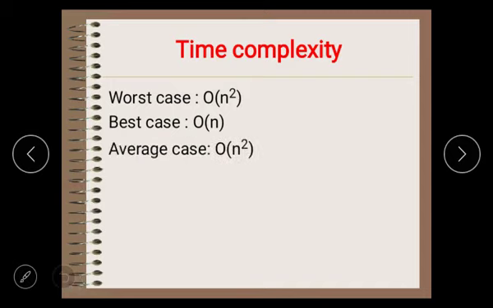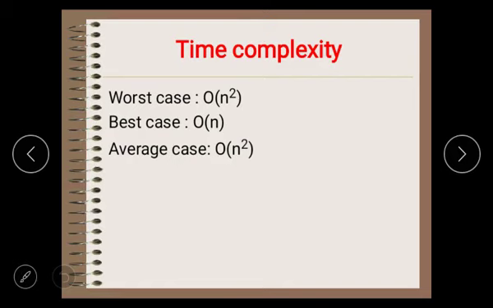And the next one is average case. The average case time complexity of insertion sort is order of n square. It occurs when the elements of an array are in jumbled order, that is neither ascending order nor descending order. Then the average case time complexity is order of n square.